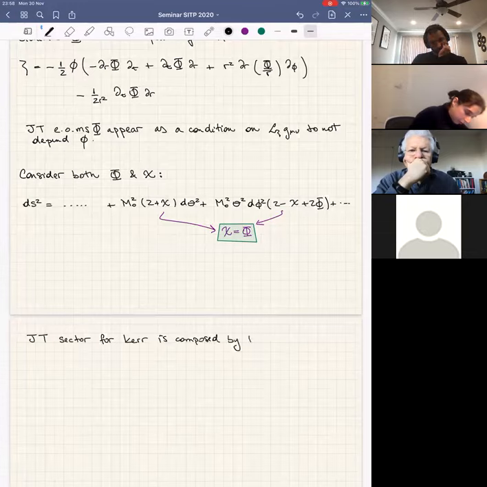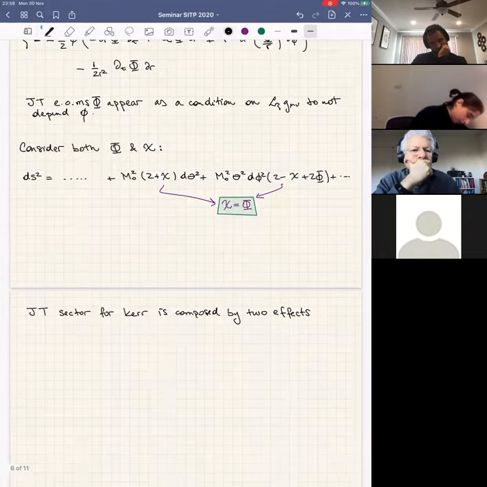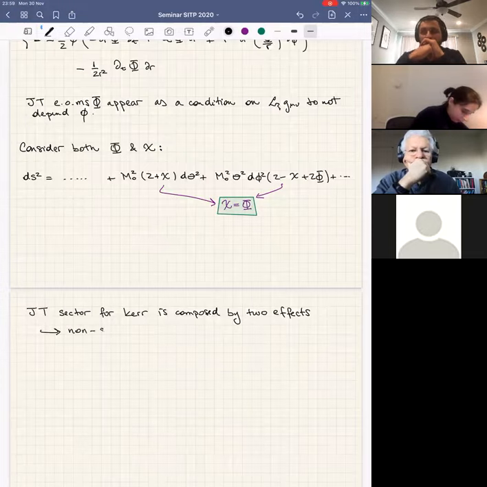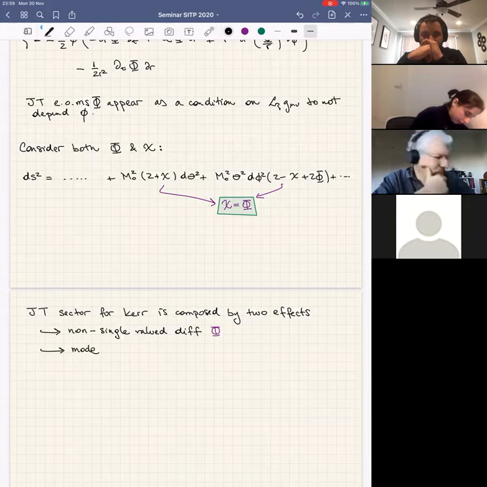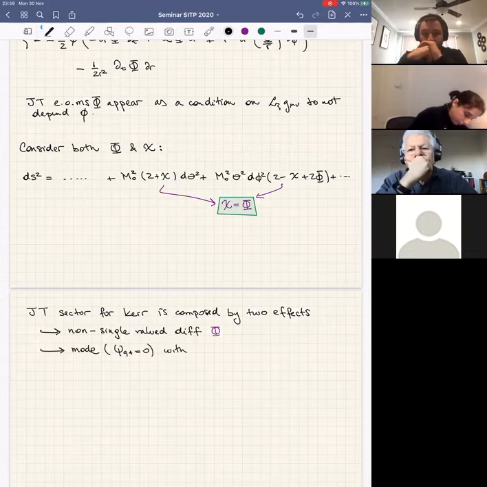of two effects. None of them by themselves will do the trick. But the first effect is basically, it was the second one that I discussed, this non-single valued diff by this beautiful variable phi that I was just talking about before. And the second effect is basically this mode, which I set up to have trivial values of these biscalars with k equal to 2 that I was calling chi.